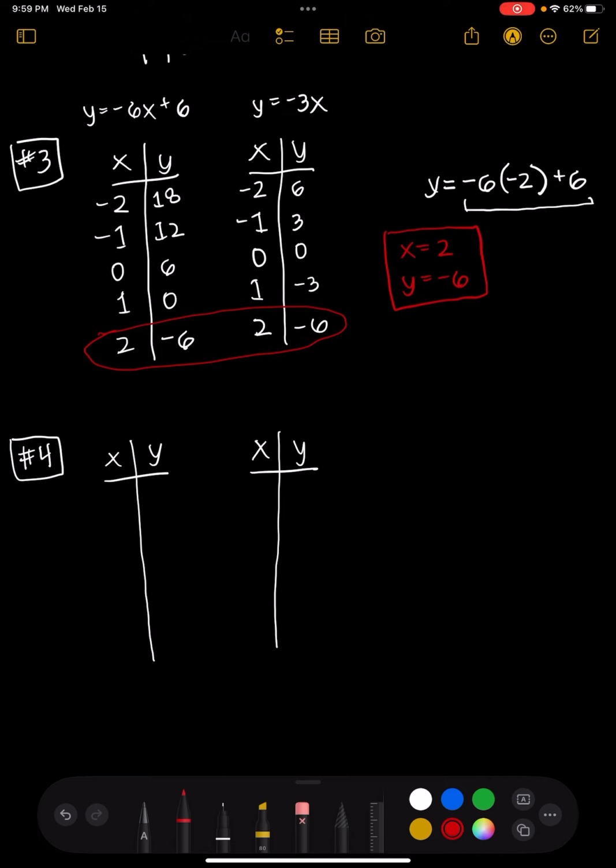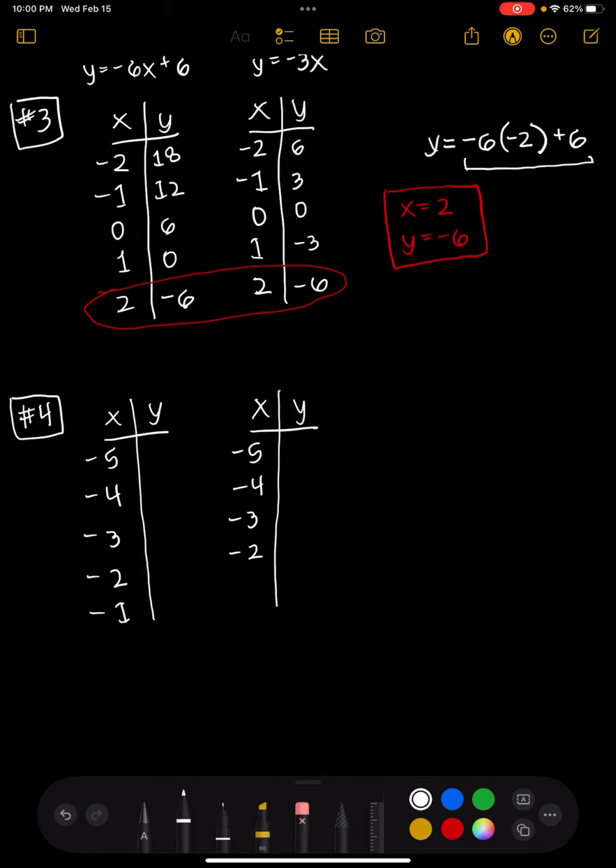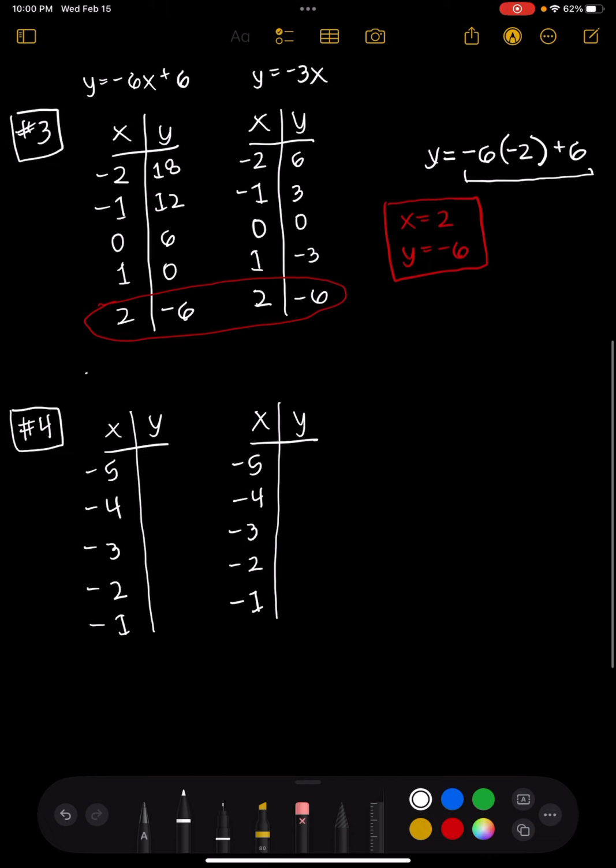Okay, let's look at example 4. In example 4, we're going to go a little bit more negative on this one, mostly because I already know the answer. So I'm going to start with -5. I'm going to say -5, -4, -3, -2, and -1 on each of them. Remember, we have to keep them the same. That way we can figure out which one matches. And then, let me write the equations. We have y is equal to 4x plus 8, and y is equal to -3x minus 13.